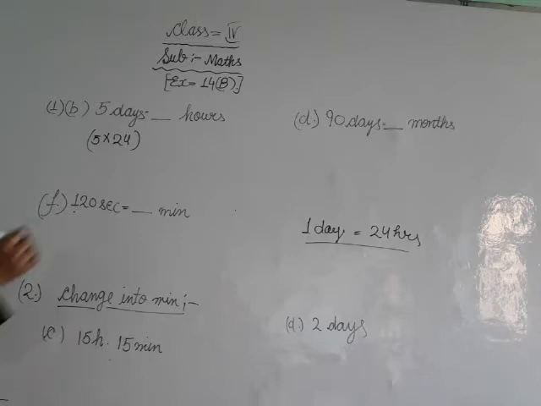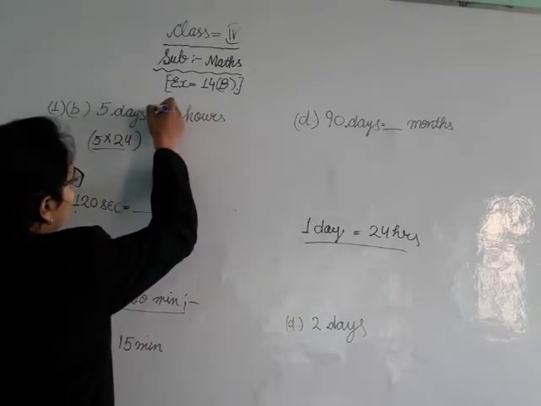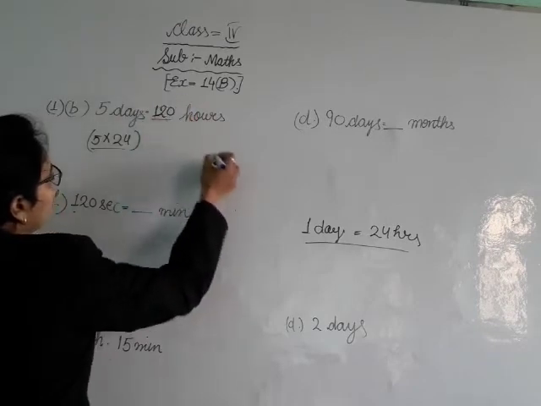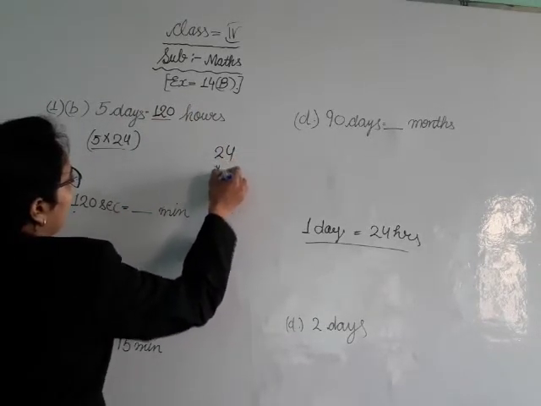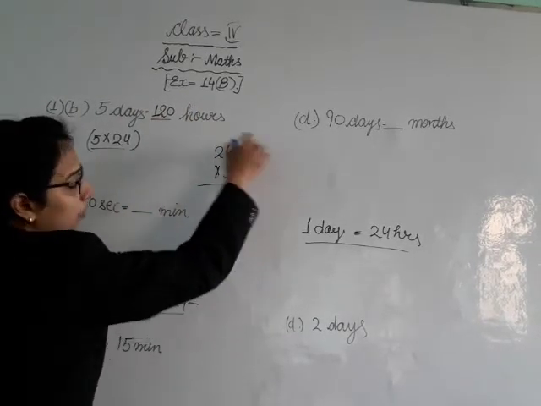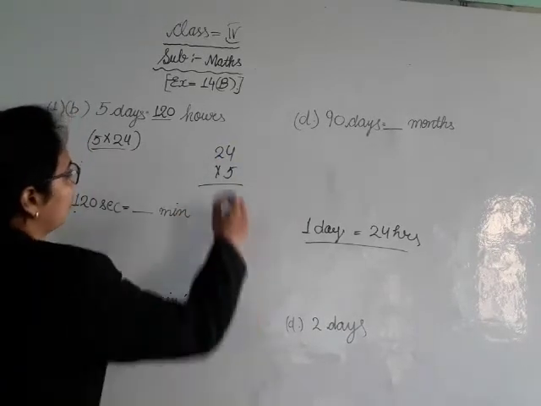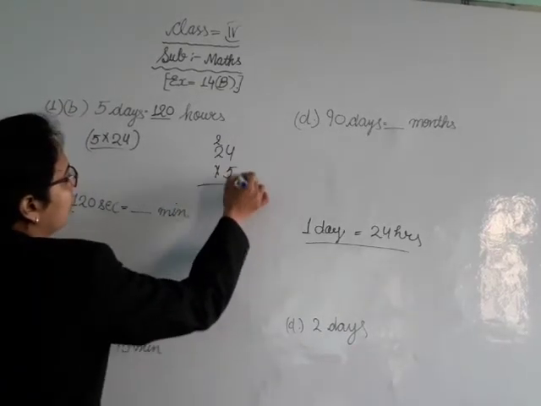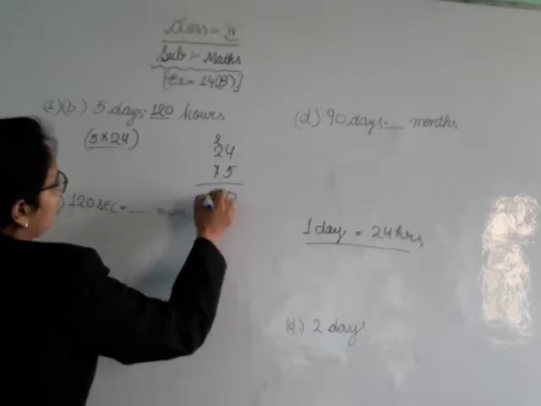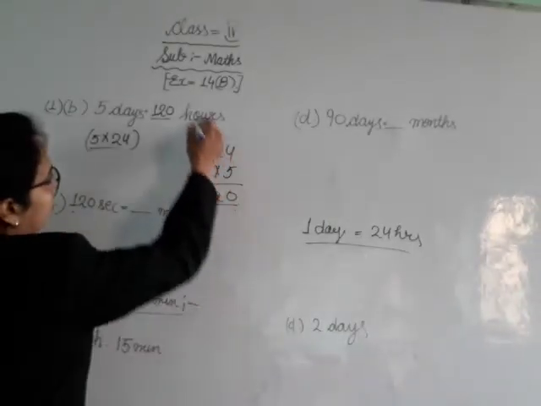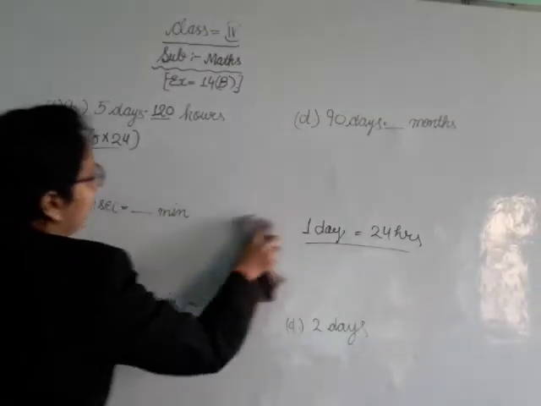And we know that 24 fives are 120. If you want, I can show you how to multiply. First of all, put it in the column method: 5 fours are 20, then 5 twos are 10 plus 2 is 12. So here are 120 hours. Understood? Very simple questions these are.